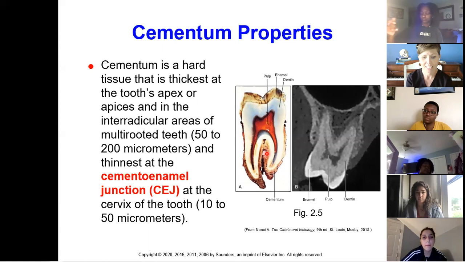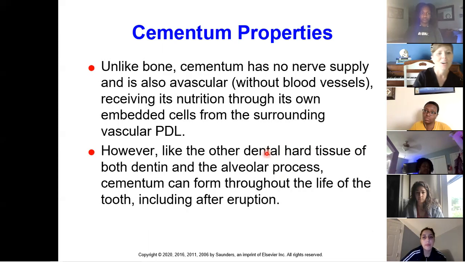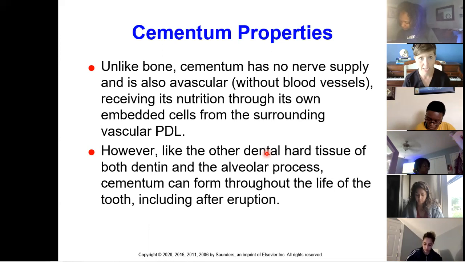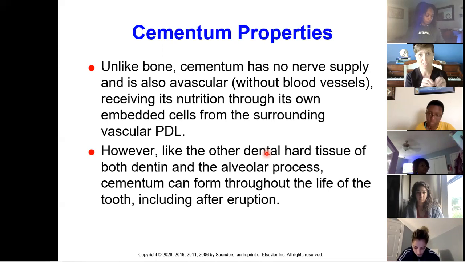Cemento-enamel junction. Yes, thank you. All right. Unlike bone, now this is the question you'll hear now and you'll hear it again later. Unlike bone, cementum has no nerve supply and is avascular. So if a person has recession, it's probably because that cementum is gone. And so therefore the dentinal tubules in the roots are what are exposed, and that's why they end up with hypersensitivity. So there's no nerve and no blood supply to the cementum.